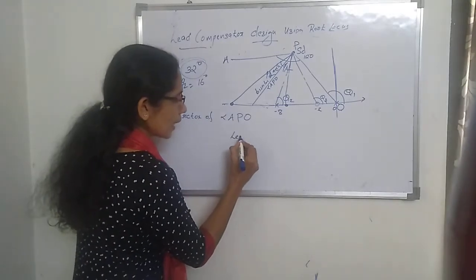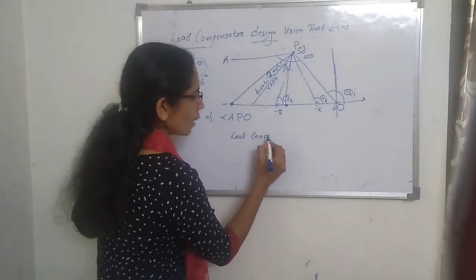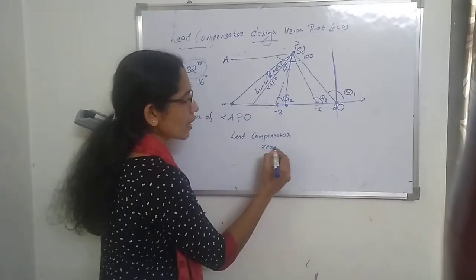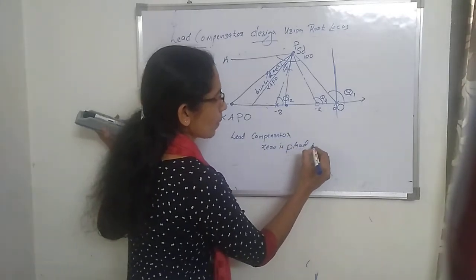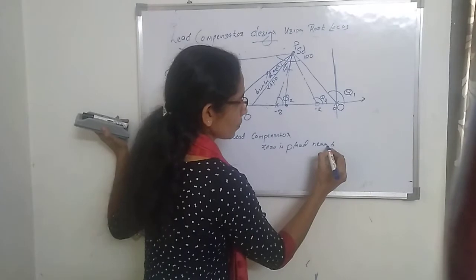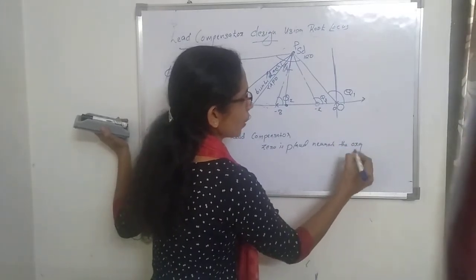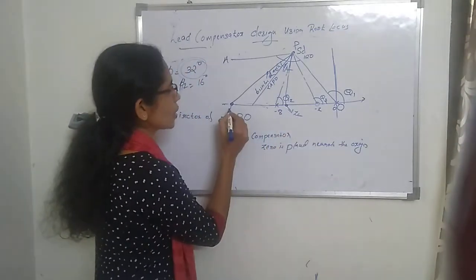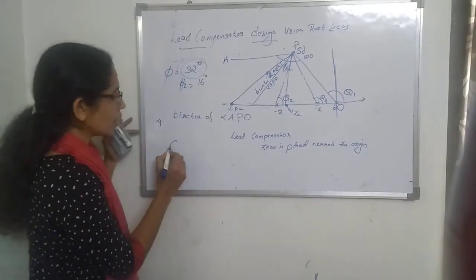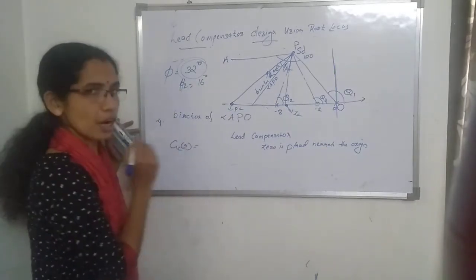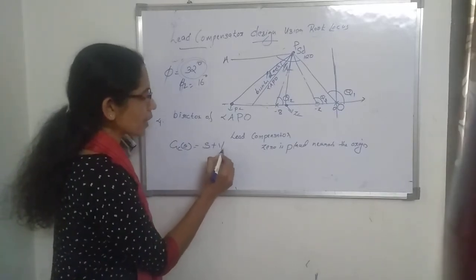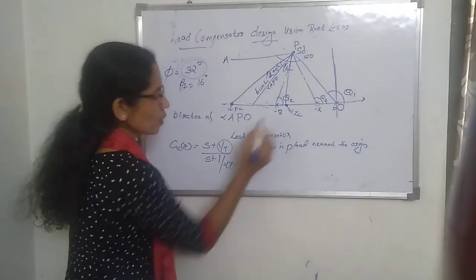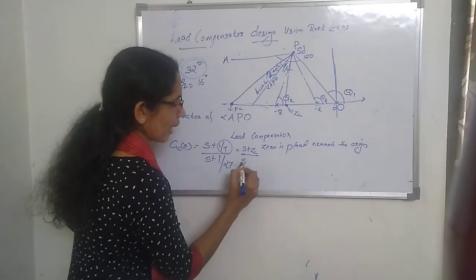We already discussed this in the lead compensator design. In the case of a lead compensator, which one is placed nearer to the origin? The zero is placed nearer to the origin. Right? So we take this point as the zero and this point as the pole. Therefore, the transfer function of the lead compensator is GC of S equals S plus 1 by T divided by S plus 1 by alpha T. This 1 by T is the zero, so that is S plus ZC divided by S plus PC.